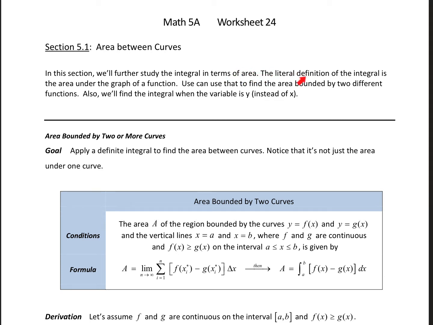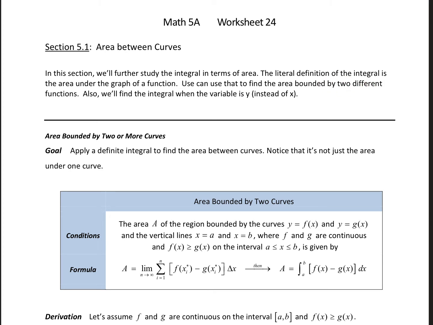The literal definition of the integral, back when we first talked about it, is the area under the curve, the graph of a function, right? So we started from rectangles, and we had a bunch of rectangles. We took the limit as n goes to infinity, and then we called that an integral. So we started as the area under the curve of one function. You can use that to find the area bounded by two different functions.